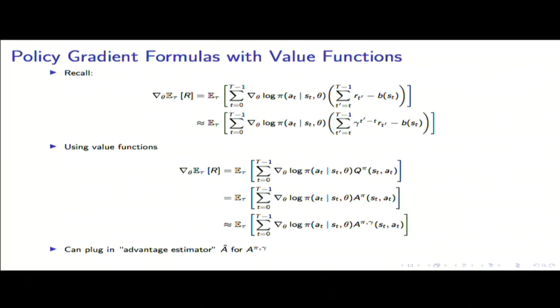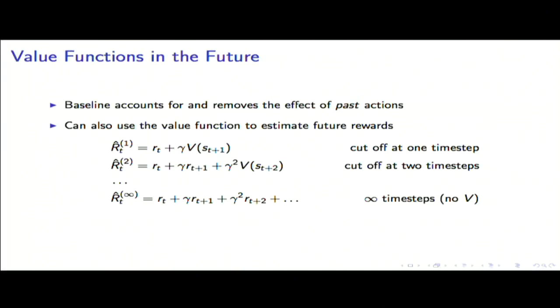Okay, so what we're doing with all of these formulas that we showed previously is we're just plugging in advantage estimators for the correct discounted advantage function. That's what we were doing when we took the sum of discounted rewards minus baseline. And all of these advantage estimators are going to have the form of some kind of return minus the value function. So let's go through this a little bit more precisely.